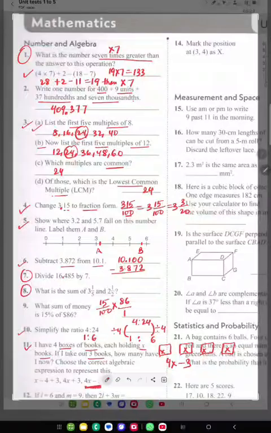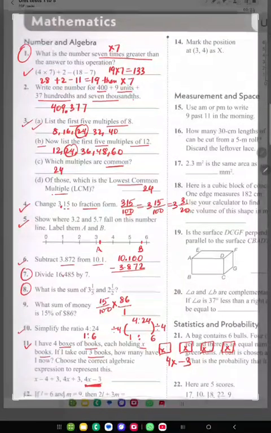Okay, all good. Then question 12. Let me just clear the screen.